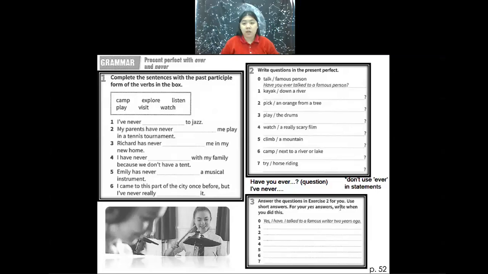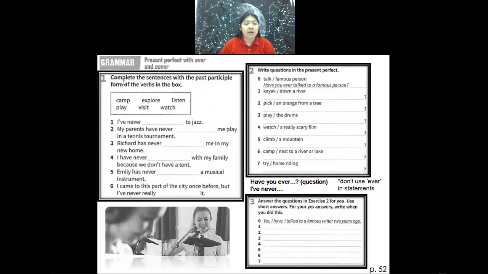Okay, so the tip here is don't use the word ever in statements. Just use either the word never or the present perfect. Okay, I've done this before, I've gone here before, I've gone there before, or I've never been there, I've never gone there. Don't use ever in statements. It's not the opposite of never. Okay, all right. Now let's look at this one here.